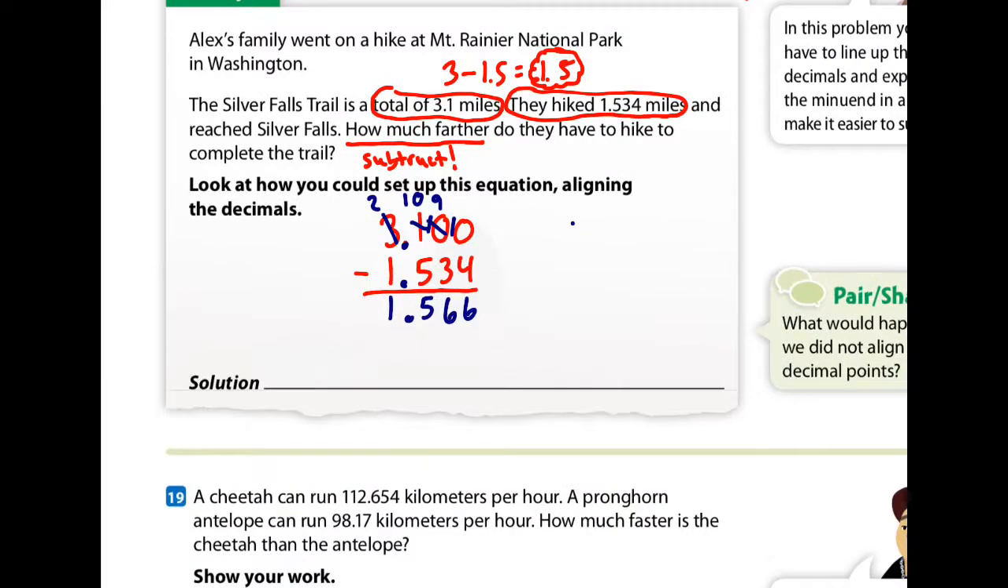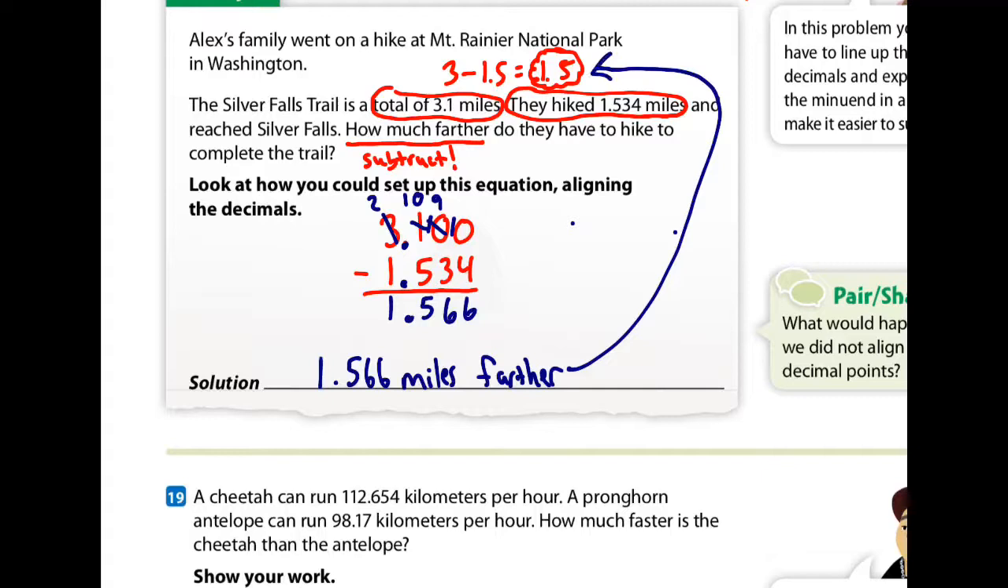So when it says how much farther, the answer would be 1 and 566 thousandths. What was the unit? Miles? Miles farther. And how do I know my answer is reasonable? Remember, it is very close to my estimate of 1.5, so I know my answer is reasonable. So in this problem, all I did was, when I read it, I figured out that it was subtraction. I figured out what I was supposed to subtract. I estimated first to see if my answer was reasonable, and then I solved.